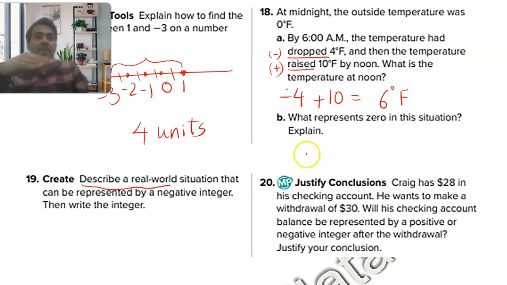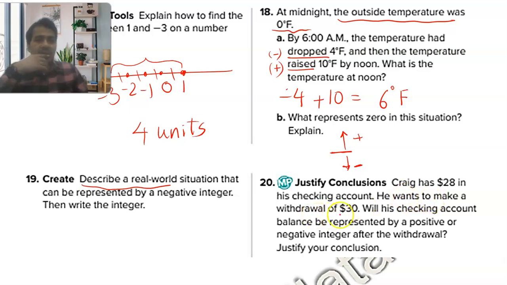What represents 0 in this solution? 0 means not dropped and not increased, so 0 means neutral temperature. The outside temperature was 0 °F. 0 °F is the base. Whenever something increases, plus, something decreases is minus.